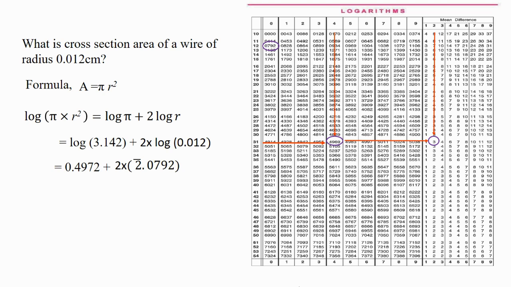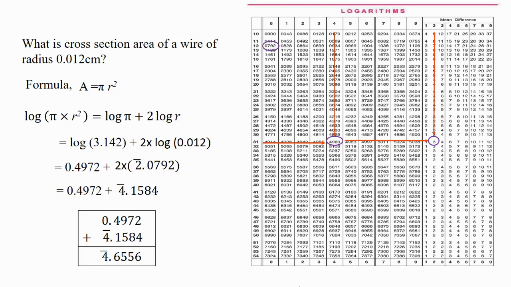Now student, before I solve it, I have to multiply the bar 2.0792 with the 2, including characteristic. Even though it is a negative, you have to multiply it as a regular multiplication. So you will have the value like this, bar 4.1584.